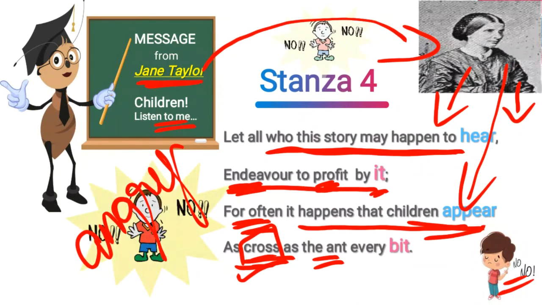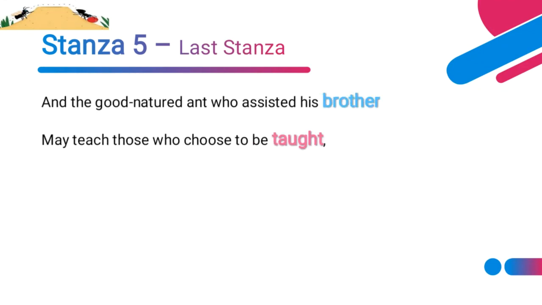So now let's move on to stanza 5. This is the last stanza of your poem. So here, and the good-natured ant who assisted his brother may teach those who choose to be taught.